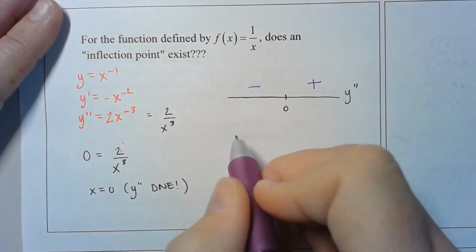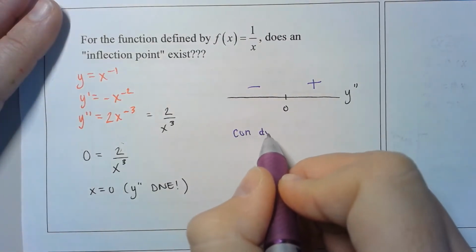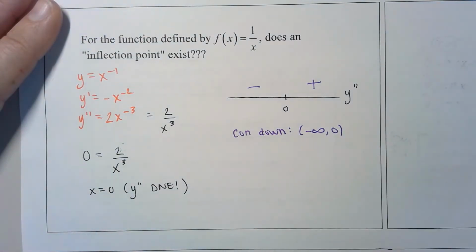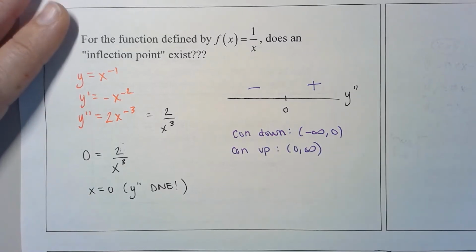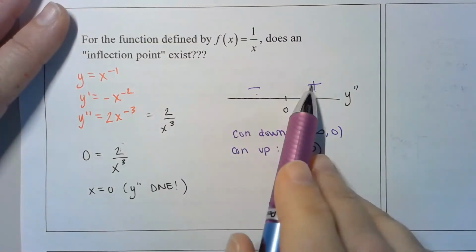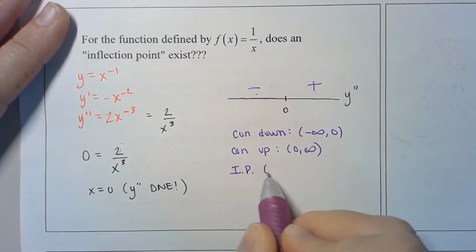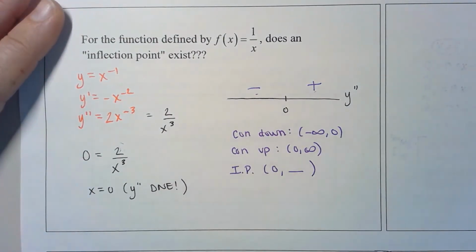So I see that we're concave. They didn't ask us to do this, but I'll do it anyways. We are concave down from -infinity to 0. We are concave up from 0 to infinity. Do you see how I change concavity here? So there's an inflection point at x equals 0. Right? We changed concavity, and an inflection point is where we change concavity.